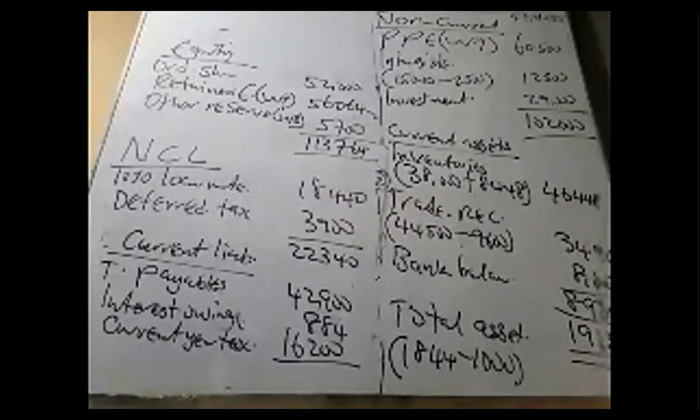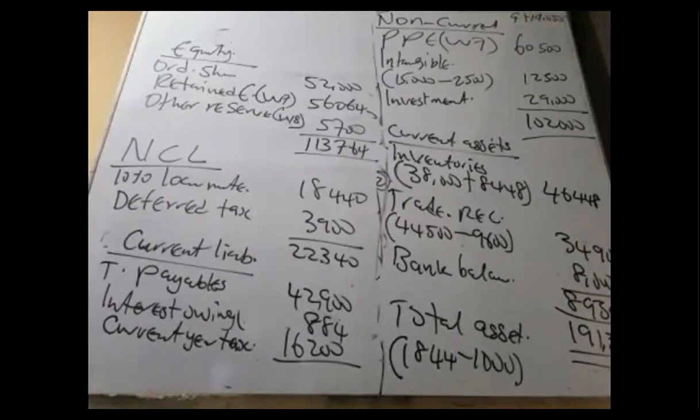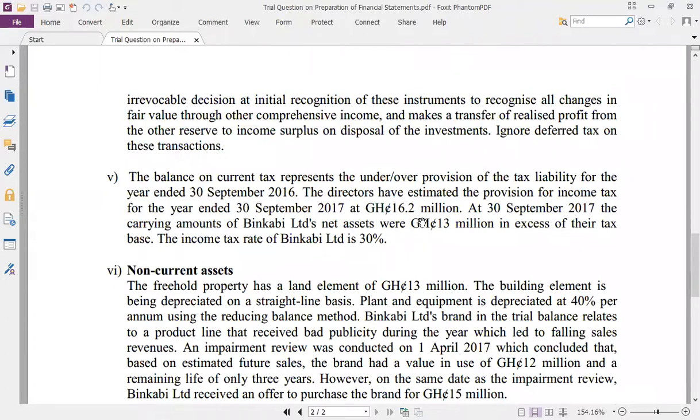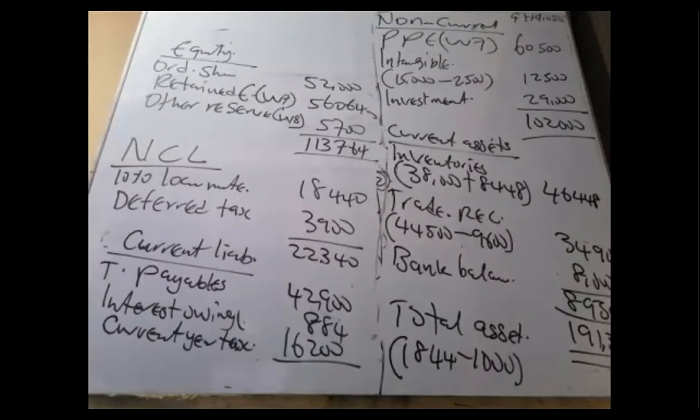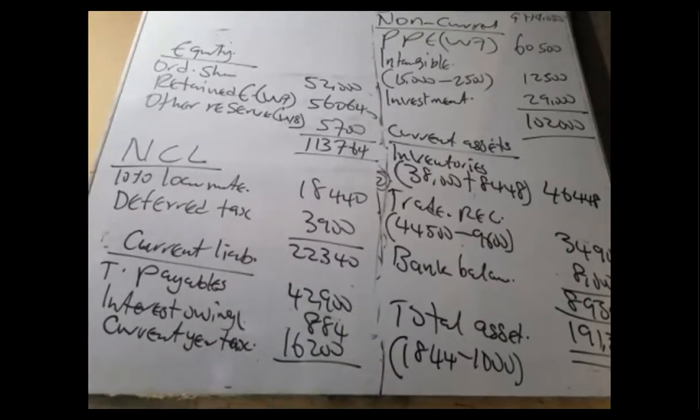Okay, so there must be a current year tax. Now the current year tax, is it 16,700 or 16,200? Let's go and pick it. The tax is 16,200. Good. So current year tax should be part of the current liability. So first of all, let's find the total liability before we find the total equity and liability.